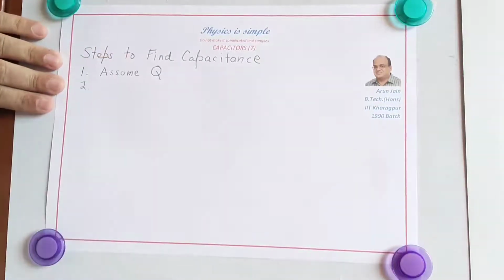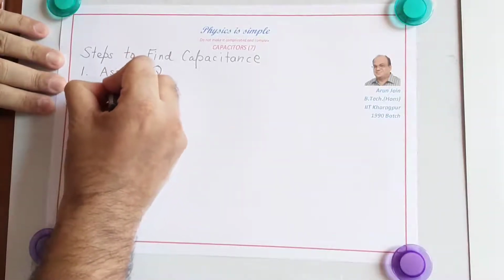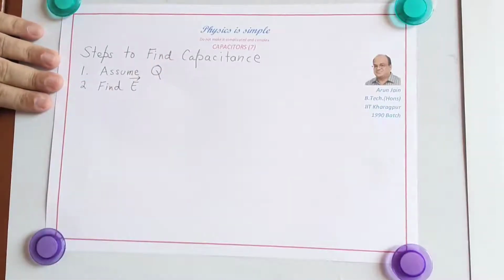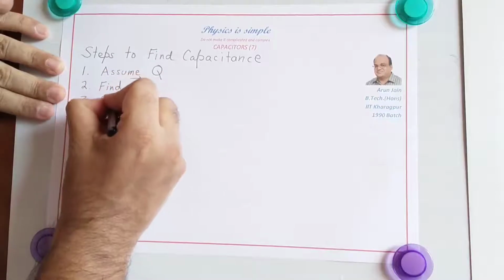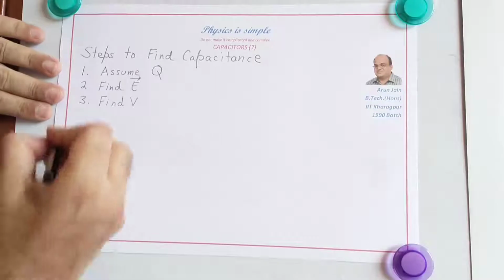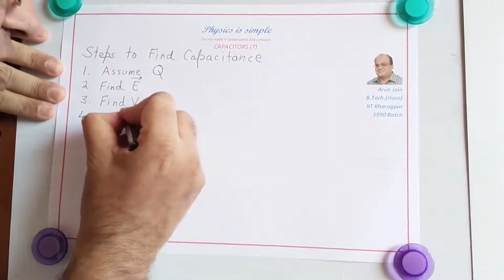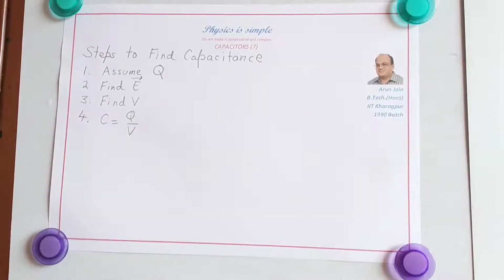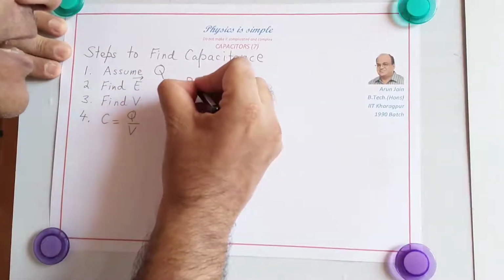The next step is to find the electric field, so we'll find the E vector. Once we have found the E vector, we'll find V, the potential difference between the plates. And then capacitance is given by Q by V, because Q equals CV. As simple as that. Let us discuss a parallel plate capacitor.